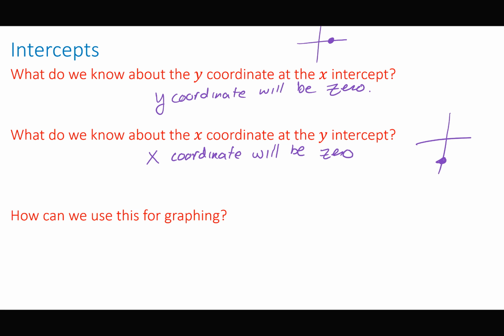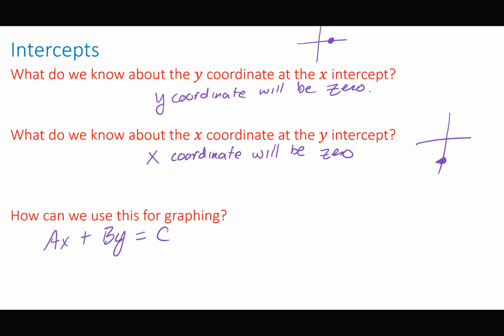And why this is useful is we can use this for graphing. So if we are in standard form, Ax plus By equals C, C will be some number. Sometimes we call this the cover-up method. If my x is 0, I don't have to worry about this term at all, and I could simply solve for y.